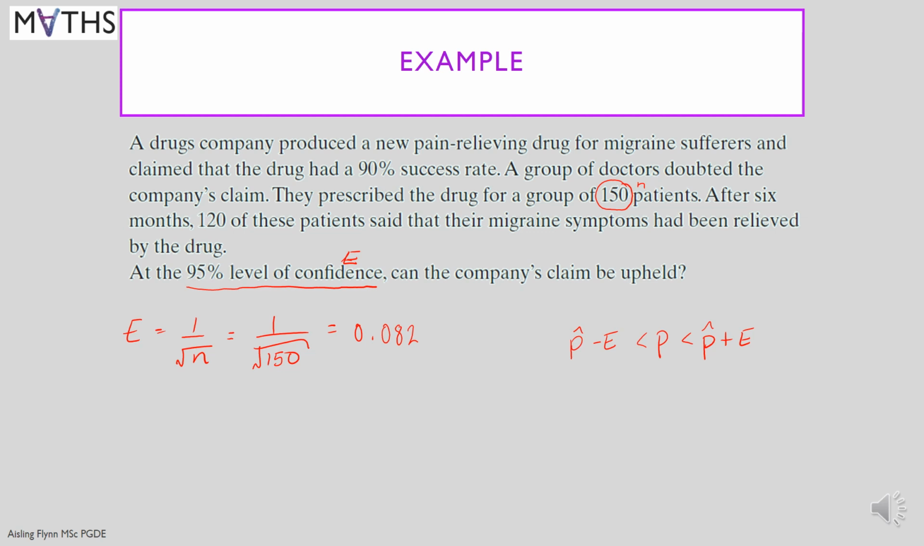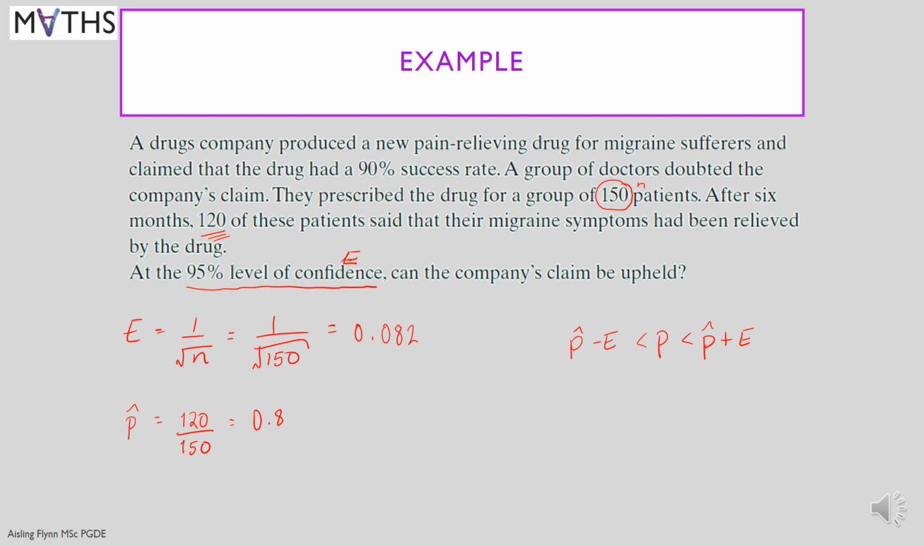So now we need to know the sample proportion. This is in reality what happened. After 6 months, 120 of these patients said that their migraine symptoms had been relieved. So it's 120 out of how many? Well, there were 150 in the sample. So let's calculate that. I get 0.8 or 80% of them said they were relieved.